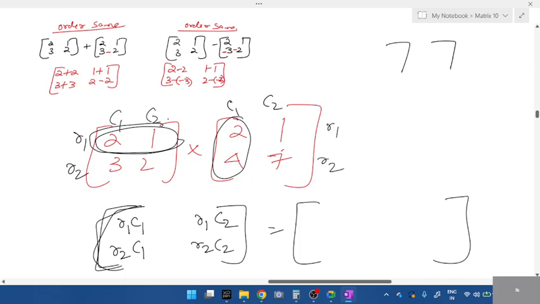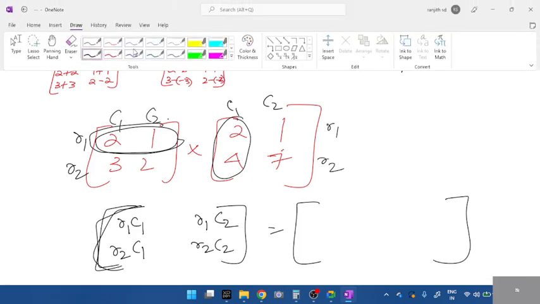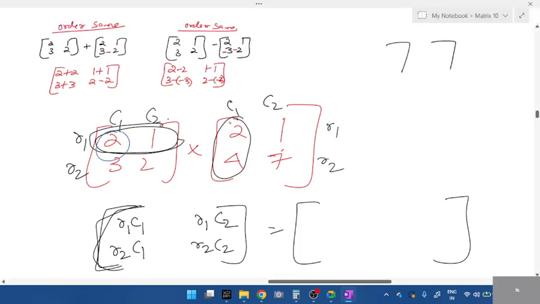I'll explain what this row 1 column 1 is. Take the first row and first column. Compare the elements. Can you see 2 and 2 is given? Multiply 2 into 2. Then plus. Multiply 2 into 2 plus. What's the other element we have? Yeah, 1 and 4. 1 into 4. Next. On the right hand side, what do we need to have? First row, first column is done.